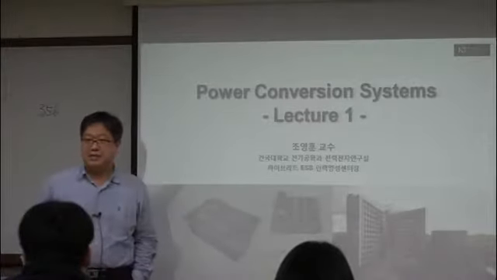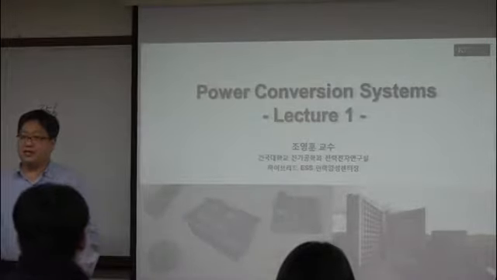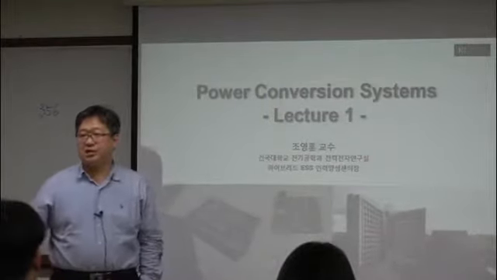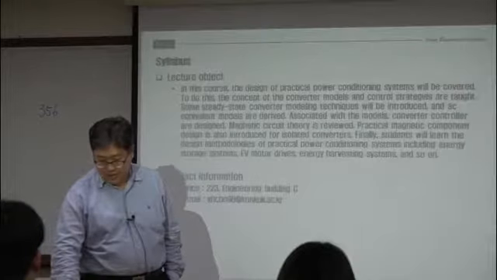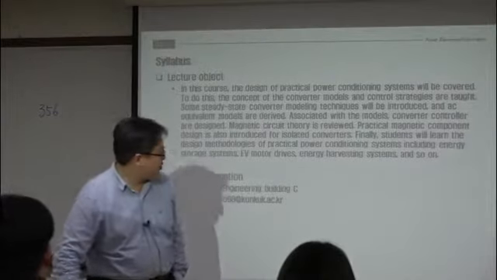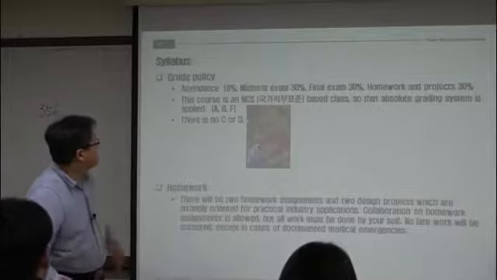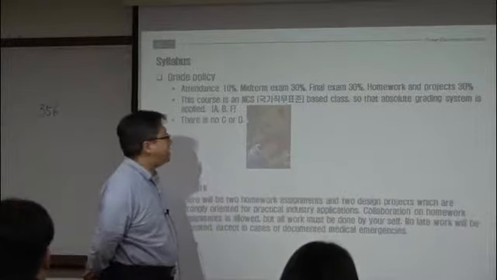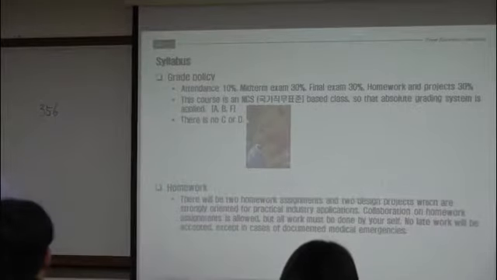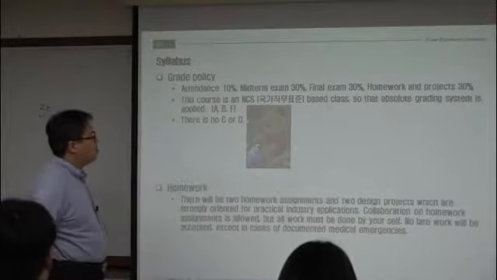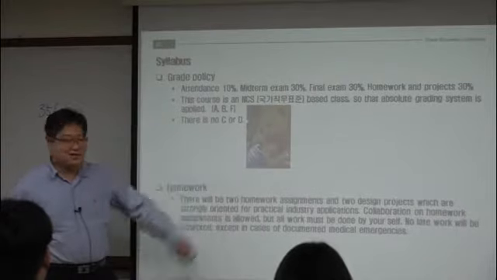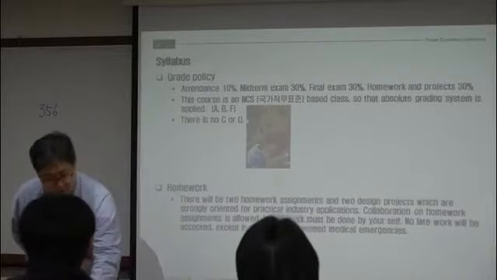This is the power conversion systems class, and everybody uses a personal computer to simulate the circuit in the main class. Yesterday I already talked about this, and since this course is an NCS based class, the absolute grading system is applied. So you only get A, B, or F, and there's no C or D. So this class is what? 꿀 빠는 class. Yeah. Okay.